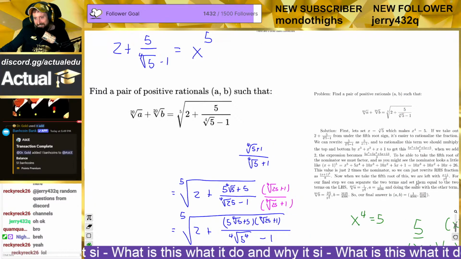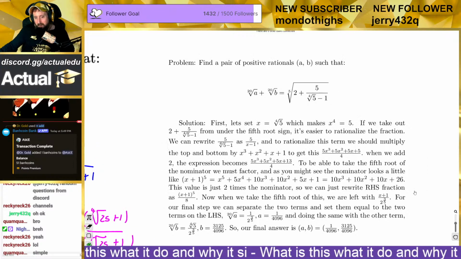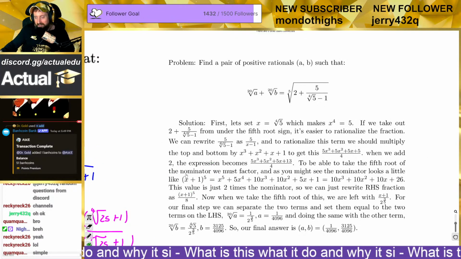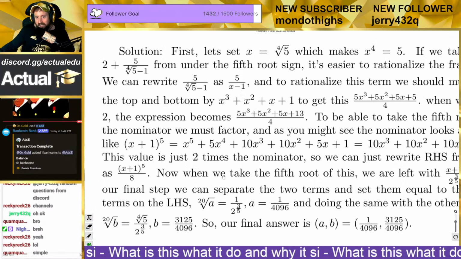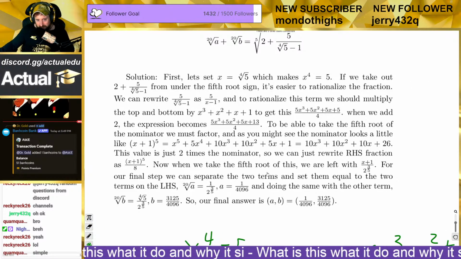Oh my god, dude, what? First of all, no one knows the binomial expansion of x plus 1 to the 5th. You just don't. I don't even know that. Well, it's simple when you have the answer. Of course it is.